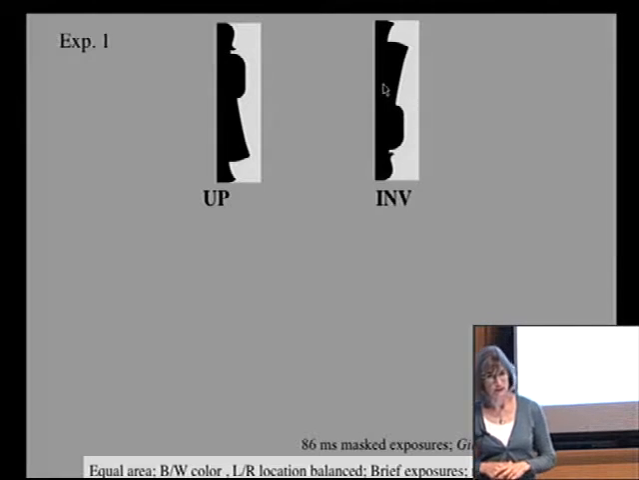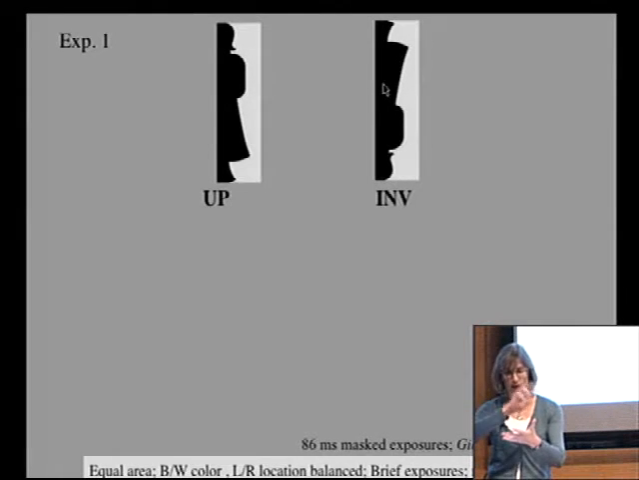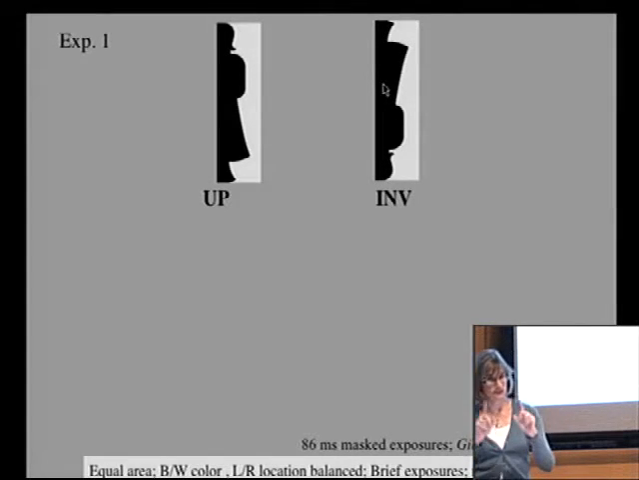And we presented a very brief exposure on the computer screen, 86 milliseconds, and then we masked it with a bunch of randomly oriented lines and splotches and dots. And we asked subjects to simply press a key, left or right, to tell us which side of that central border appeared to be the object in that display.